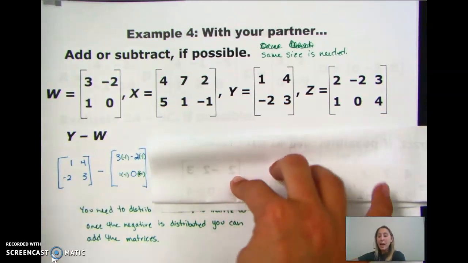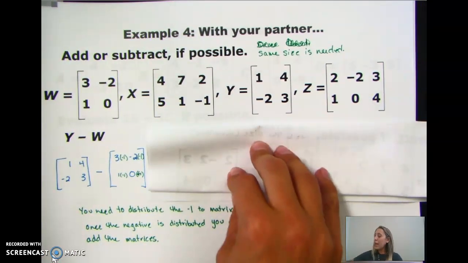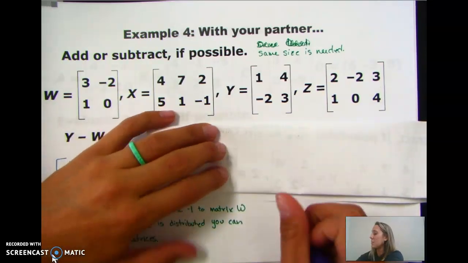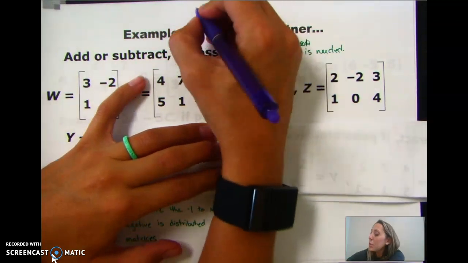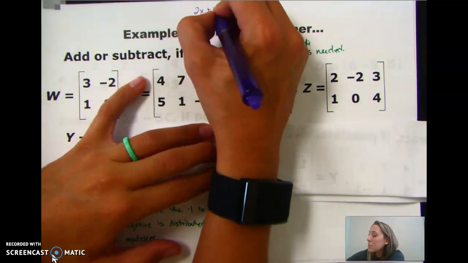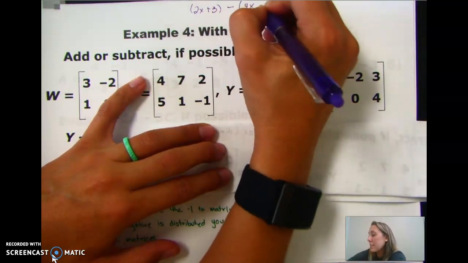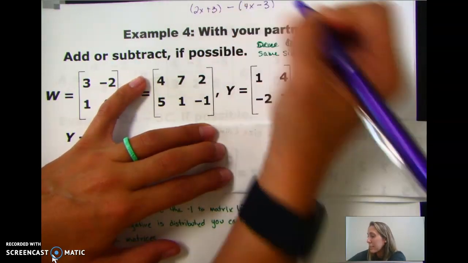Now, you have to, here we go. You have to distribute a negative 1. So we have seen things like this before. In Algebra 2, we would see something like 2x plus 3 minus 4x minus 3. Something like that.